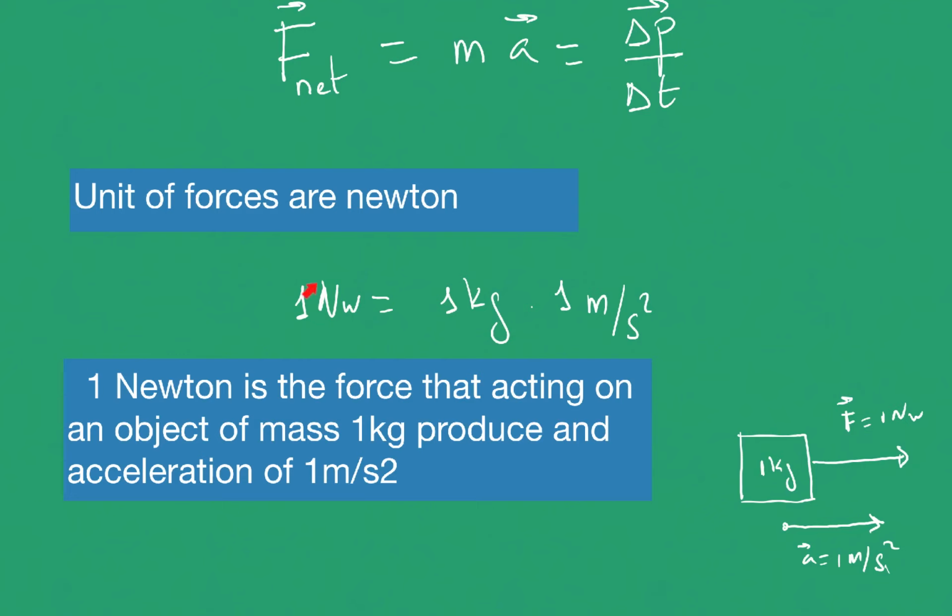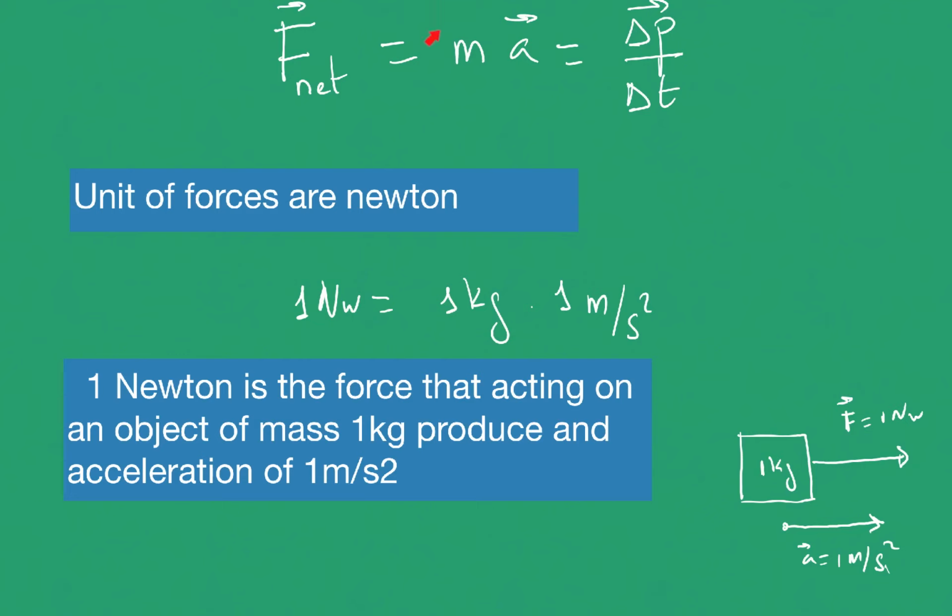1 Newton, if the force is 1 Newton, it means that the mass is 1 kilogram and the force acting on it produces an acceleration of 1 meter per second squared. So 1 Newton is the force that, acting on an object of mass 1 kilogram, can produce an acceleration of 1 meter per second squared. Now we have to pay attention to this word, net.